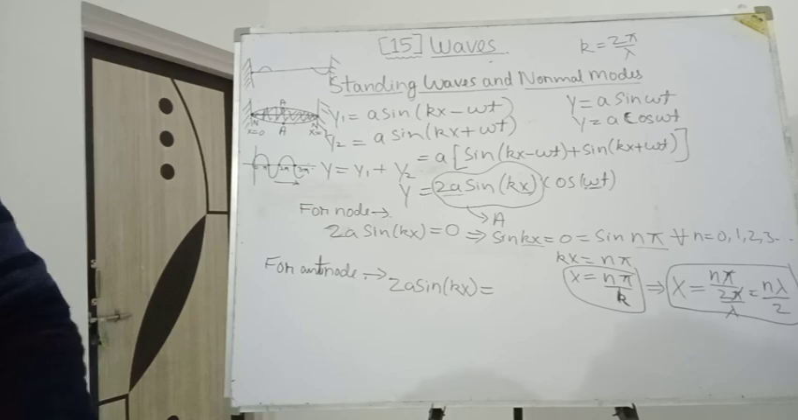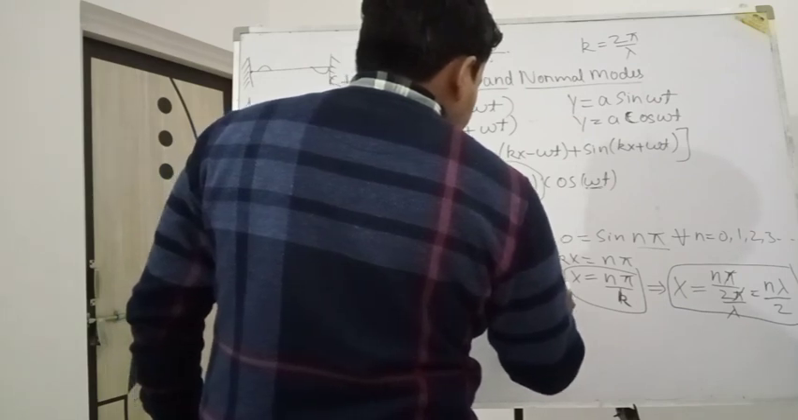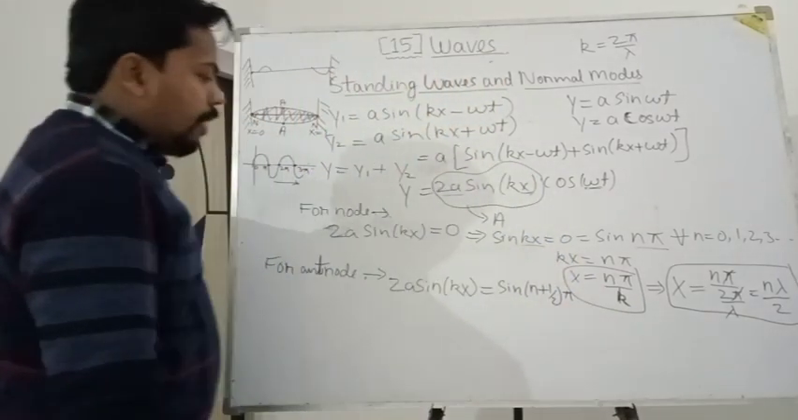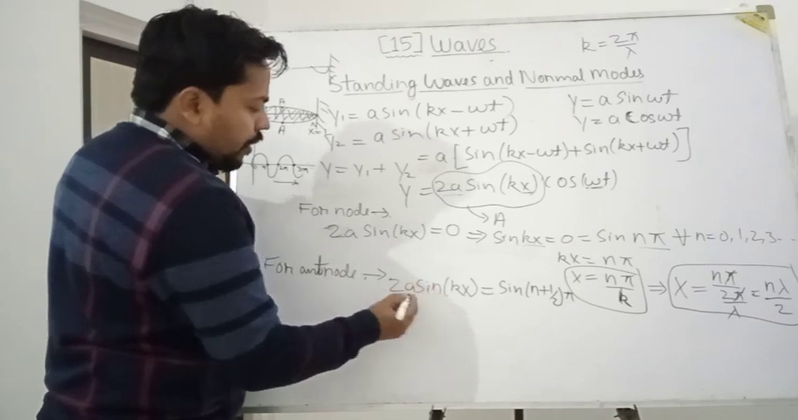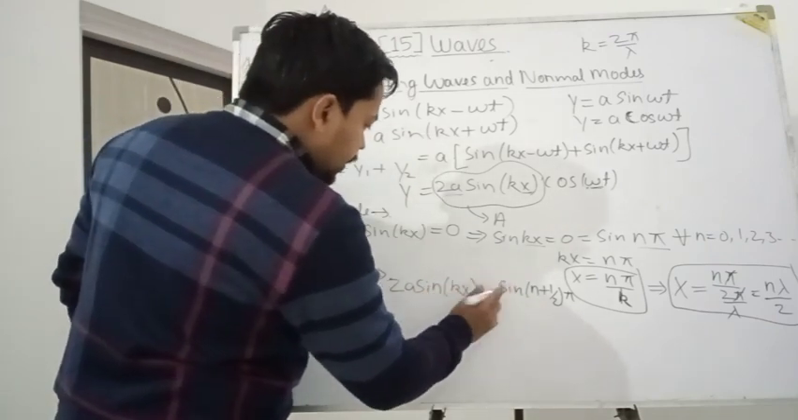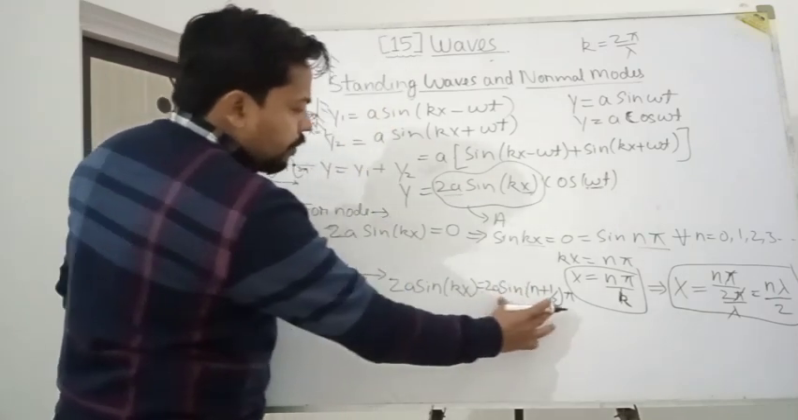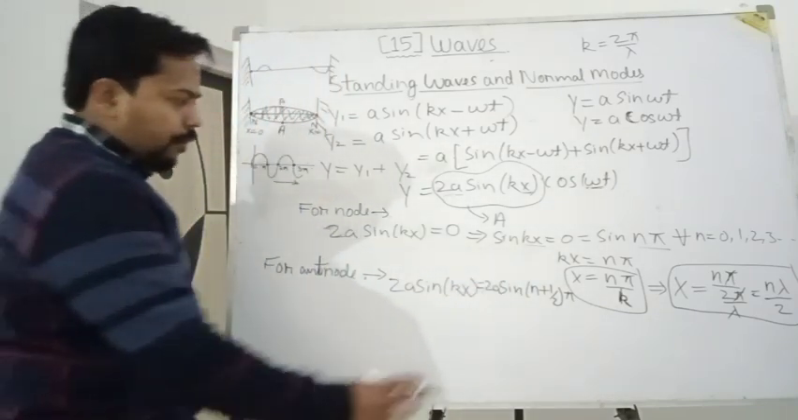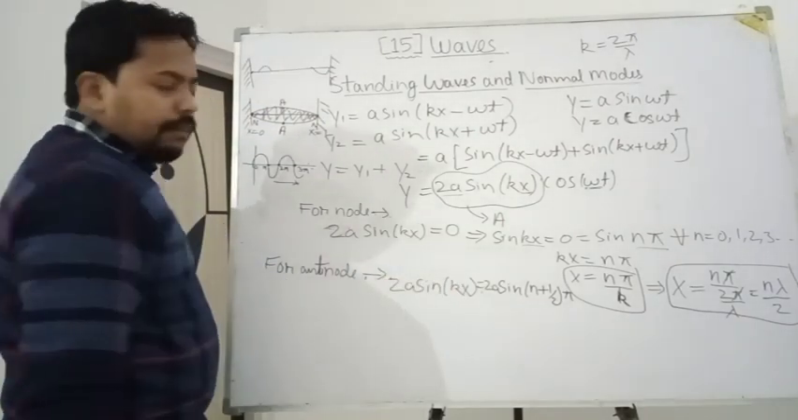Okay, this should be equal to 1. That means we can write that for every half integral multiple of pi, the value of this sine kx will be maximum. For every sine of half integral multiple of pi, the value of this sine theta will be maximum.